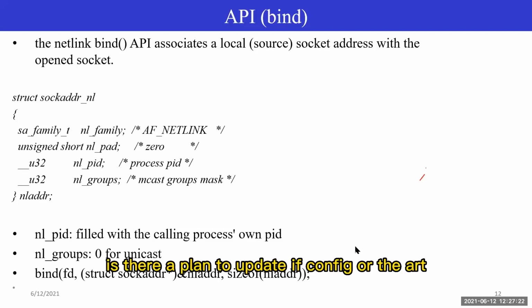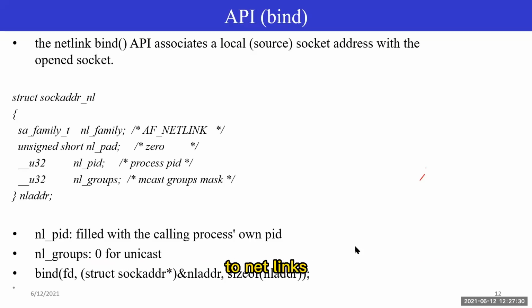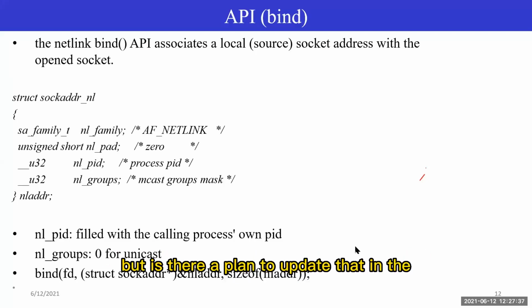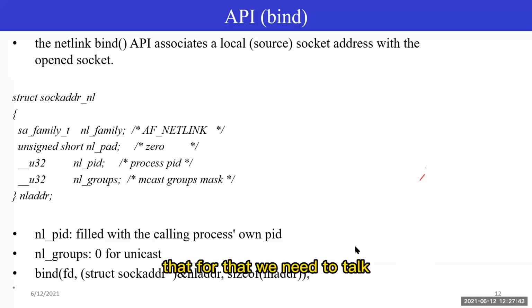Is there a plan to update ifconfig or the code base which basically uses the older IOCTL to Netlink? Obviously, IOCTL will be there for backward compatibility, but is there a plan to update that in the code base to use Netlink sockets instead? For that we need to talk with Linus Torvalds. I am not the guy to do that. Sorry.